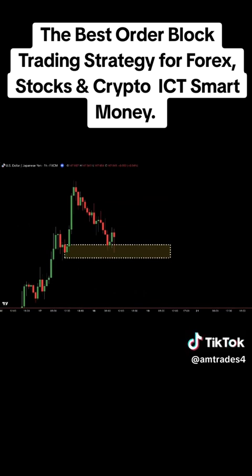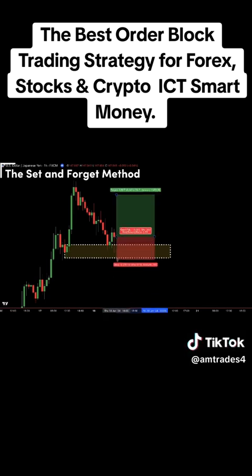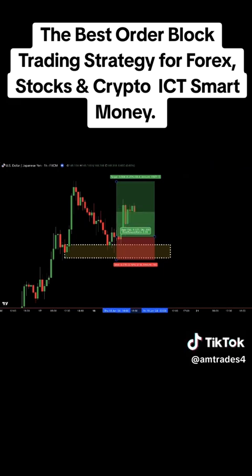Now let's talk about something really important, the set and forget method. Here's how it works. Whenever I spot a high probability trading setup, I do all my analysis first. Then I place my entry, stop loss, and target. Once that's done, I simply set the trade and forget it. Why is this so powerful? Because if you don't, the market will play games with your emotions.